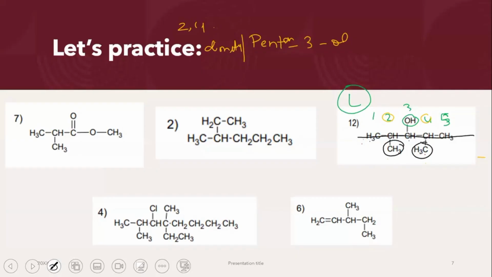That's how you know you're on the right track. So we have got 2 methyl groups. Hence, we are going to be writing it down as 2,4-dimethylpentan-3-ol. That's right, Tia. So that's how you're going to go ahead and write it down.